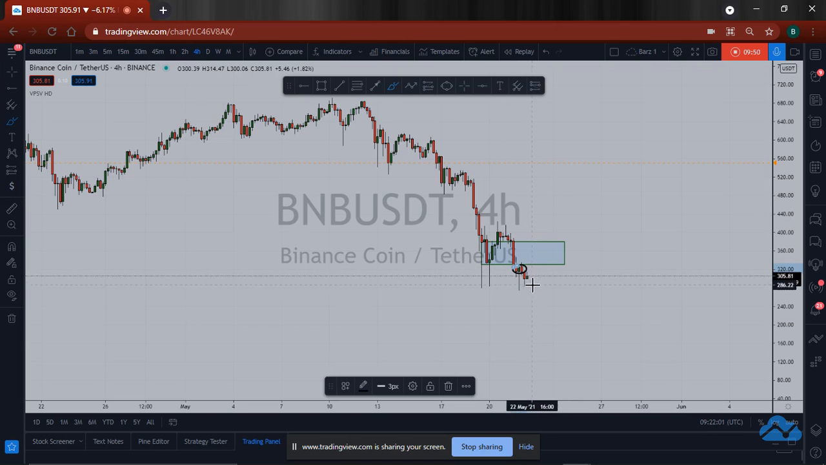So if price breaks above this liquidity, then we could see it act as a demand and price could reject back to the upside, right? However, if price fails to break above it, then we could see a retest and then a rejection further to the downside. So I'm going to be monitoring price action on BNB inside this level.